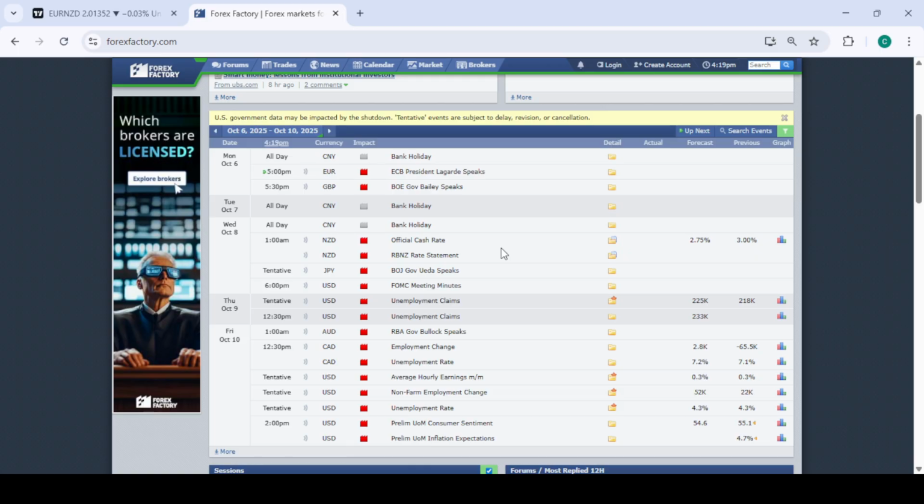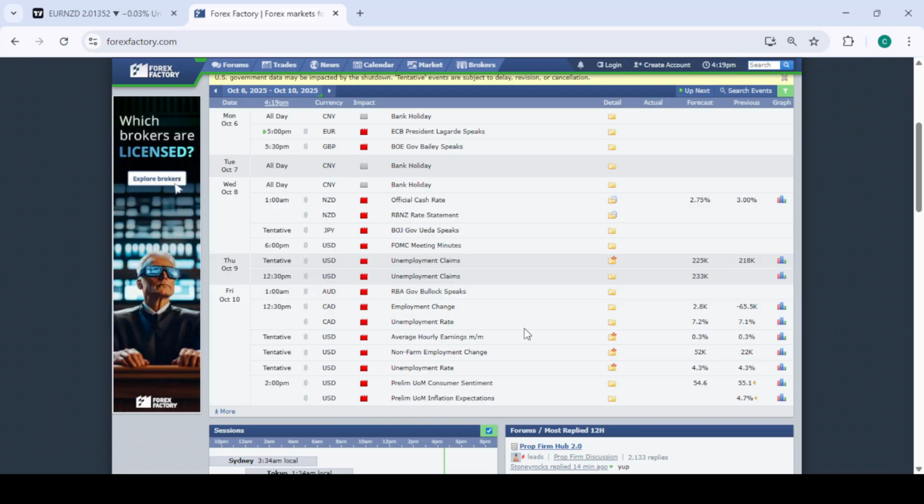It's very, very volatile. And then we also have the Bank of Japan's governor also speaking on Wednesday, and also FOMC meeting minutes. On Thursday, we have unemployment claims for the USD. On Friday, we have the Central Bank of Australia's governor also speaking. And on Friday, we have CAD unemployment change. This is more like the NFP for the Canadian dollar. So we should look out for the CAD pairs on Friday.